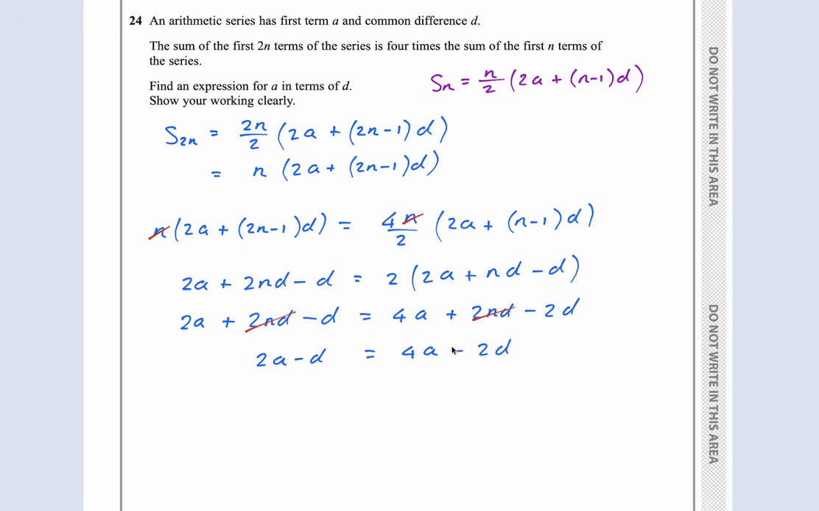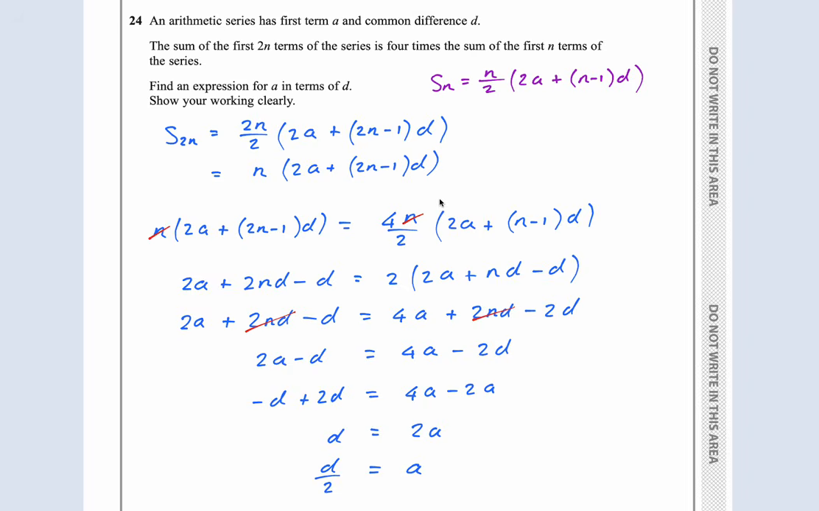Let's get the a's on the right, just because I have a positive here. So it's 4a minus 2a, subtract this 2a, and I'll have my minus d here, plus this 2d. Minus d plus 2d is d, and 4a minus 2a is 2a. Not done, guys, because he wants an expression for a in terms of d, so I need to make a the subject. a is equal to d over 2. And that's it. That's the right answer.